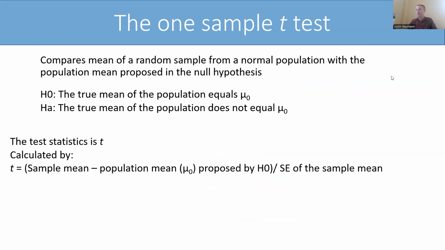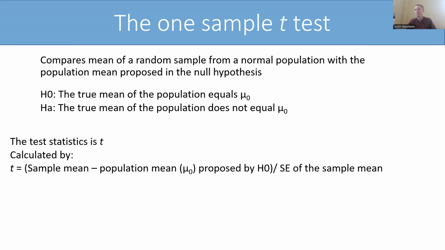So let's compare the mean of a random sample from a normal population. The 1-sample t-test allows us to do the following thing. We can compare the mean of a random sample from a normal population with the population mean proposed in the null hypothesis. So we might say the true mean of the population equals some number. The alternative might be the true mean of the population does not equal some number, and some number in our case is the mean of our sample. The true mean of the population equals the population level mean. I think that is actually the wrong thing. We're saying the true mean and the sample mean are the same, basically.